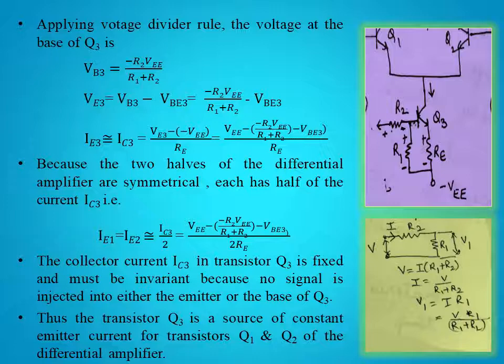So the transistor Q3 is a source of constant emitter current for transistors Q1 and Q2 of the differential amplifier. Thus, this is constant current bias, which behaves in a much better manner than simply the emitter bias, which includes only resistor RE and the minus VEE power supply. Now there is some difficulty in this circuit also. This we'll see in the next slide.